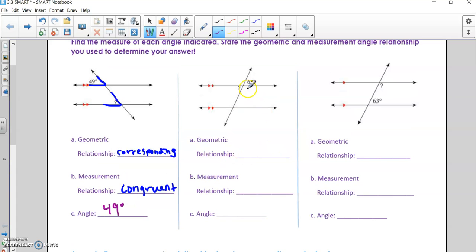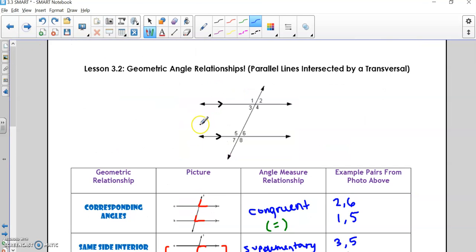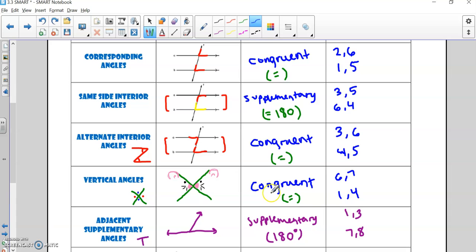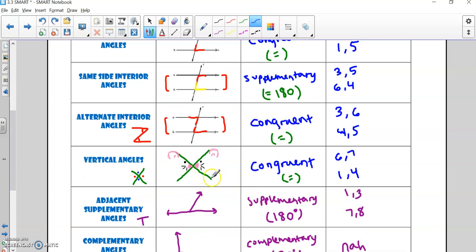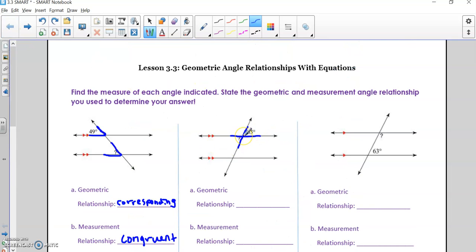All right, so the next one we have, oh, yikes. We have these ones. We have a 65 here, and our question mark is here on the other side. If we look at our table, and we want to find a matching picture, it makes the most sense that it's vertical angles, right? We found the kissing mice. Or you can also think of it as the X angle. Anytime you can make that X and see those kissing mice, then you know that they are vertical.